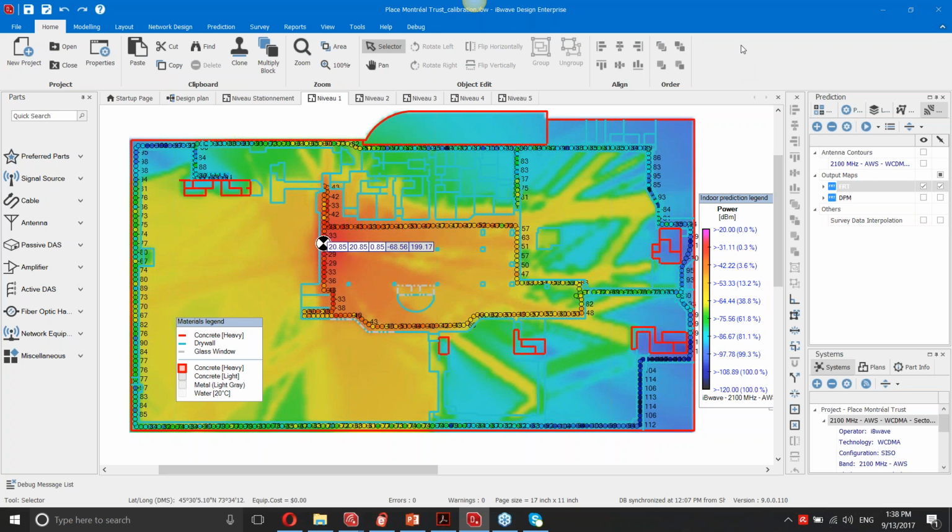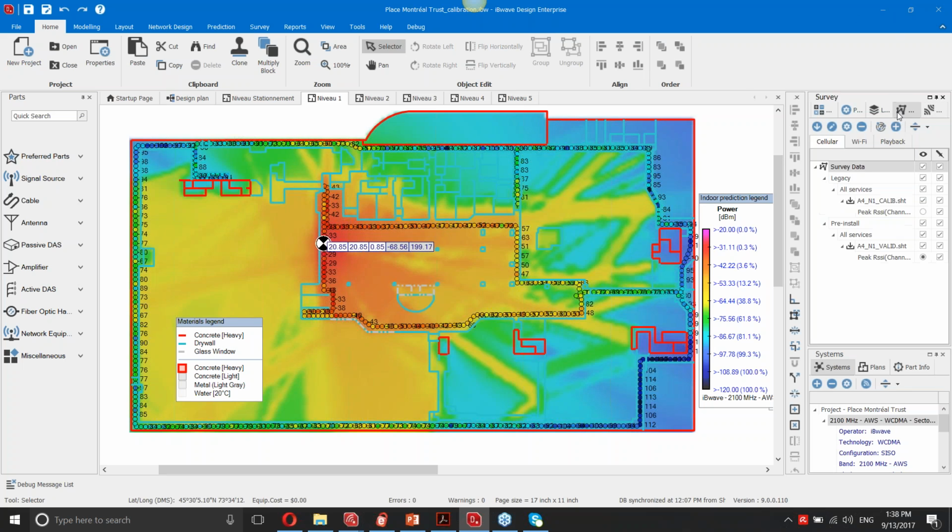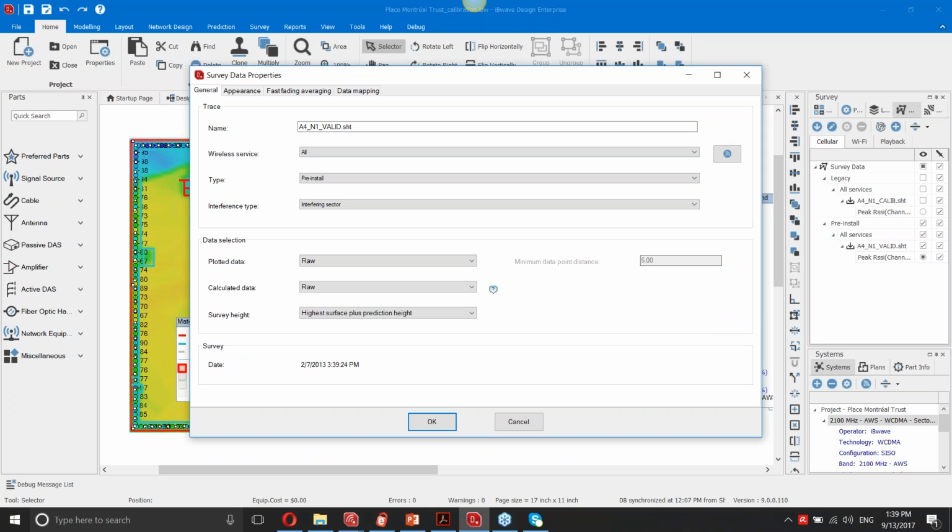But regardless of how you do that, what you need to do first is, and I'm here showing you both, one is called valid, one is called calib, because one is for calibration, one is for validation. So this is both of them. So now I'm going to only show one of them. And then I'm going to do a very important thing, which is a first step, and that is to remove fast fading.